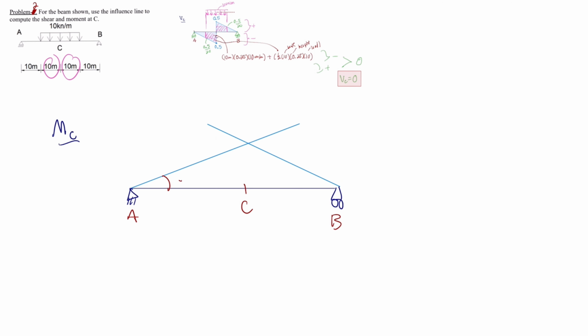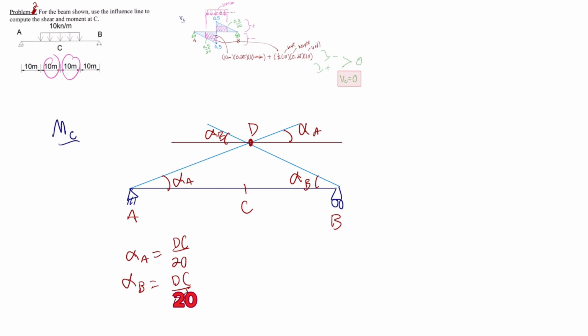So we have to solve for this point that we will label point D. We know that this is angle A and this is angle B. And if we divide this part, we know that this is angle A and this is angle B. Just like we did in the first problem, we can do the same thing to solve for point D. And then we add both angles and set them equal to 1.